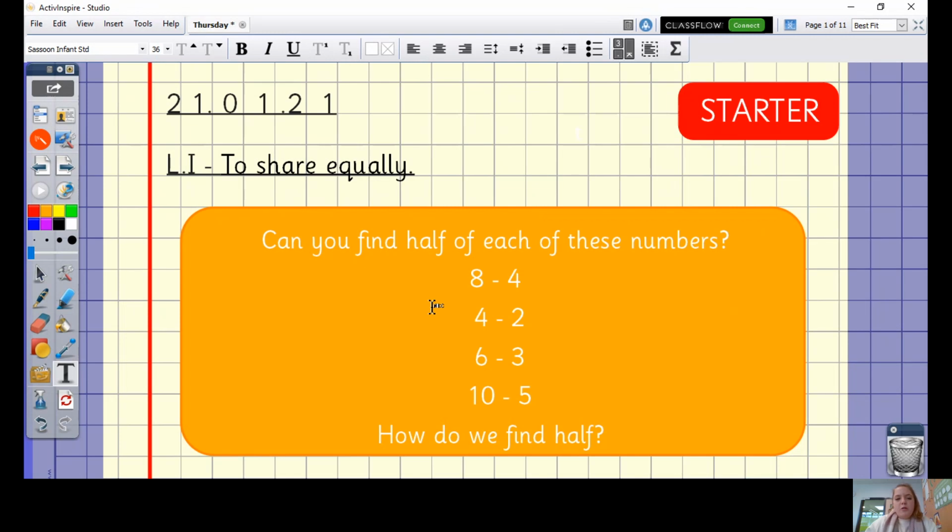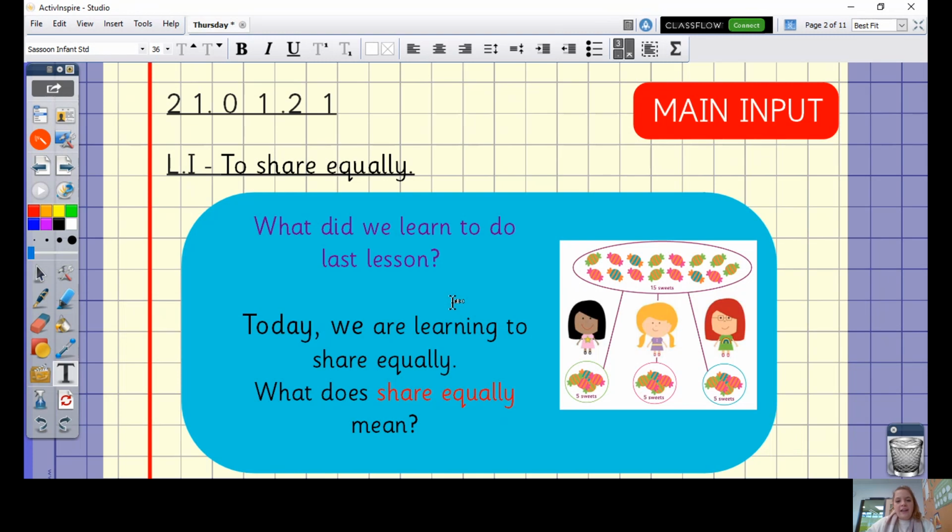Okay, now we'll be exploring a little bit more later on in our lesson today of how we can find half, okay, of how we can share. And that's what we're going to be learning to do today. So today in our learning, we are learning to share equally. Back to that word equal again. We explored quite a lot a couple of weeks ago now.